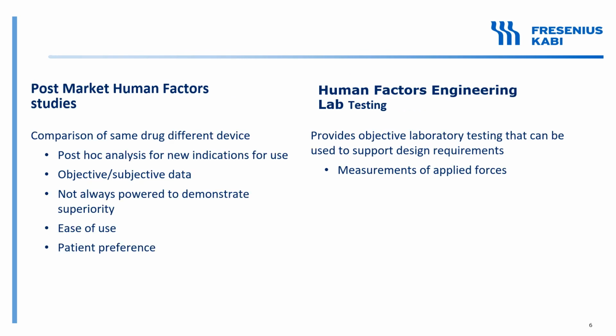In the post-market human factors studies, these are the studies that are comparing the same drug but different device. They also may be post hoc analysis for new indication for use, and they provide objective and subjective data, such as ease of use and patient preference. They're not always powered to demonstrate superiority. As an example, Moss et al. conducted a human factors study with untrained adolescents comparing a recently approved single-dose epinephrine prefilled syringe with an approved autoinjector.